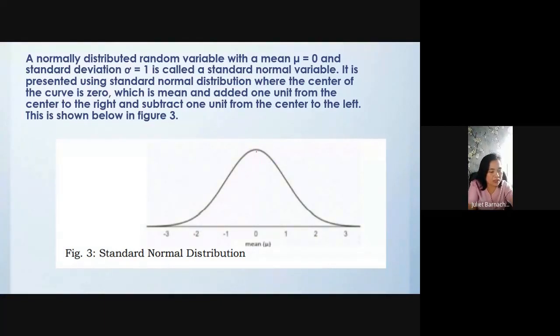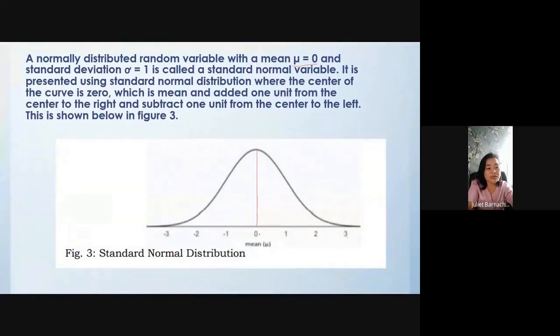So, sa isang normal curve, the mean is always the middle, of course. And the mean is always represented with mu equals 0, and then the standard deviation is equal to 1. So, if it is going to the right, of course, we will just have 1 unit to the right, another 1 unit, so it will be 2, another 1 unit, it will be 3.